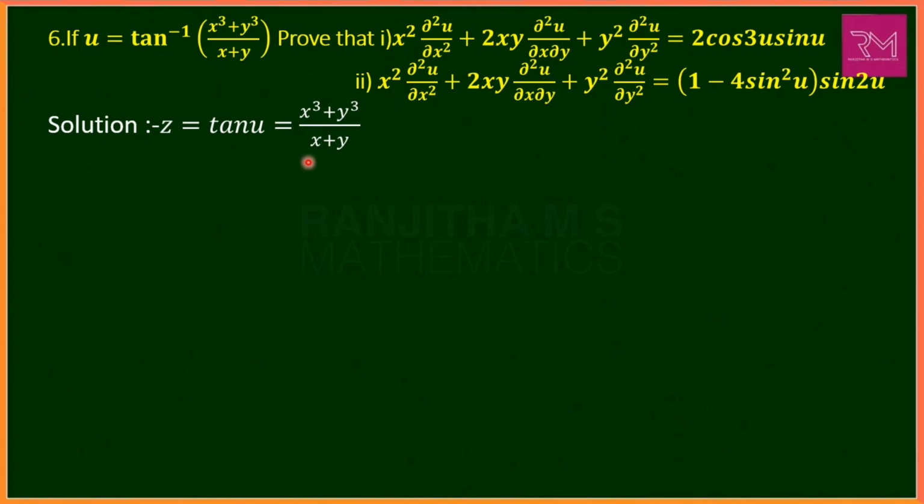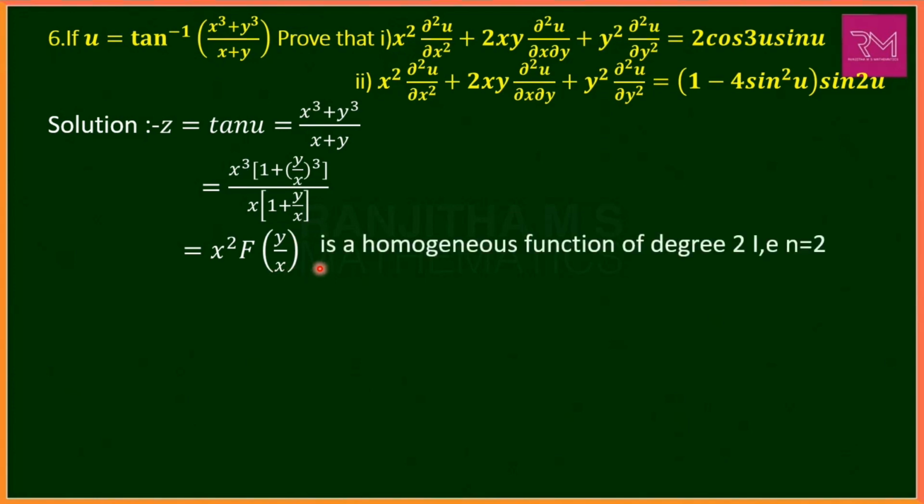We already know to reduce to homogeneous function form, we have to take the common factor. If we take x cube as common in numerator and x as common in denominator, we get x cube into (1 plus (y by x) whole cube) by x into (1 plus y by x). Here x cube, x gets cancelled, the remaining is x square into, here this is of the form f of y by x. So we can conclude that this is a homogeneous function of degree 2. Hence we get n value as 2.